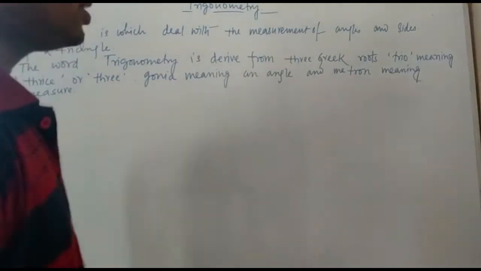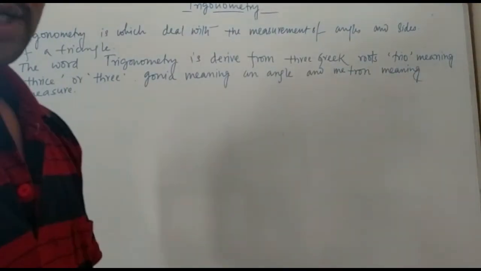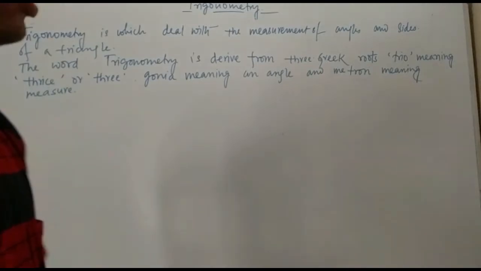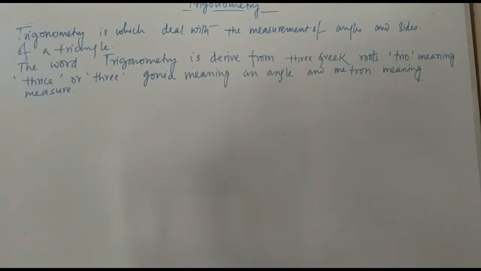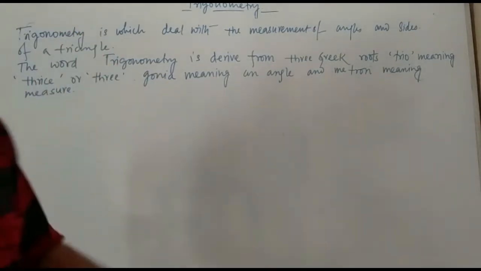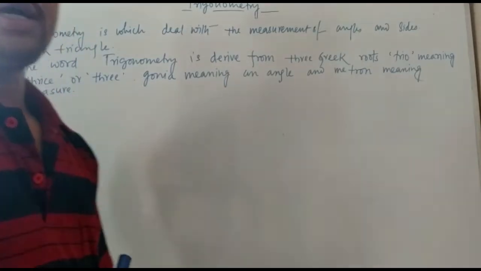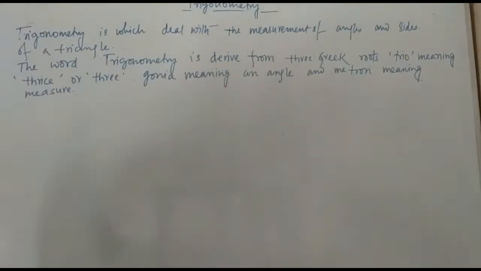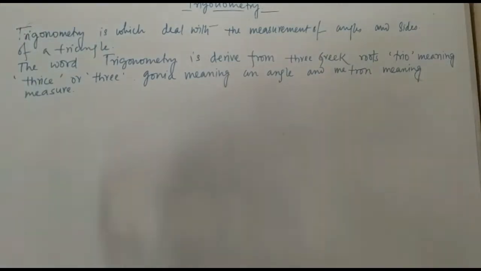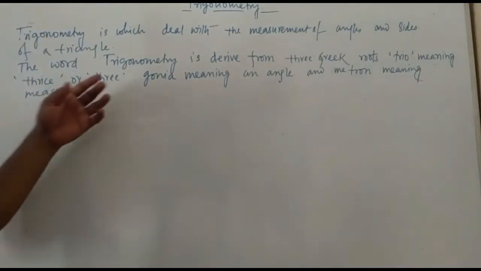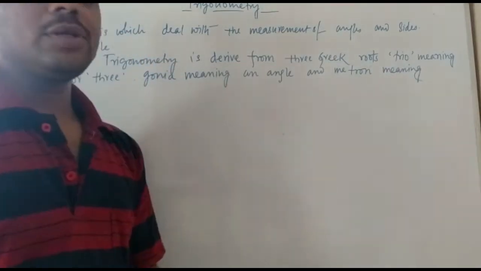Before we start this chapter on trigonometry, first we try to know the definition of trigonometry. Trigonometry deals with the measurement of angles and sides of a triangle. It means that by using the angles and sides of a triangle, we find the ratios of these angles and sides. The word trigonometry derives from three Greek roots: tria means thrice or three, gonia means an angle, and metron means measurement.